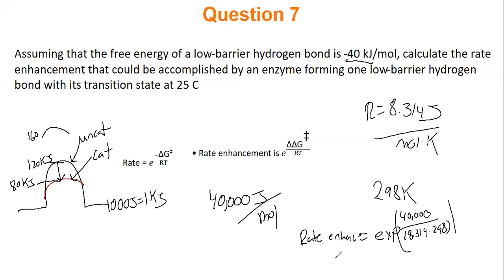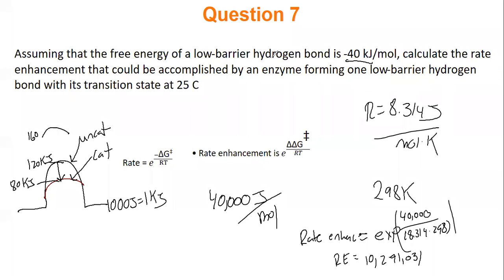Right, so when we solve this, our rate enhancement, if I did my calculation right, is 10,271,031. So by making that 1 hydrogen bond, we sped up our reaction by 10 million. It goes 10 million times faster by just creating that 1 hydrogen bond than it did previously without that hydrogen bond.